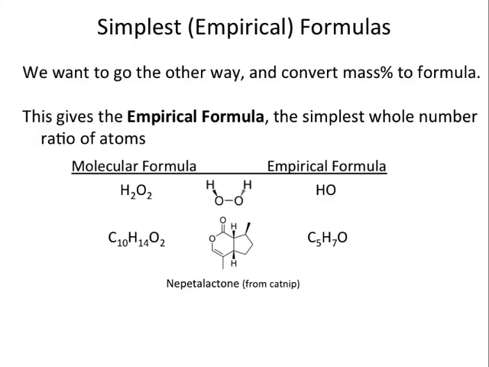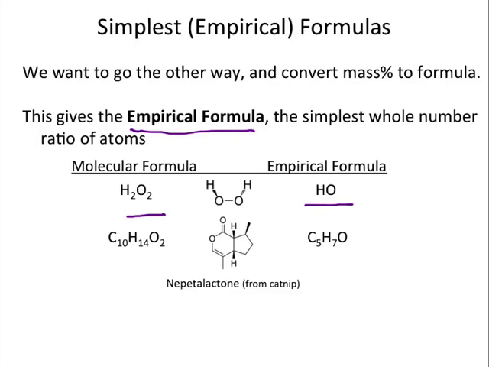And so if you do this, you convert the mass percent to a formula, you get what's called the empirical formula. And so this gives you the simplest whole number ratio of the atoms. So say, for instance, you had hydrogen peroxide, H2O2, the empirical formula is going to be HO. Because if you think of it, the mass percentage of hydrogen in HO is the same as the mass percent of hydrogen in H2O2.